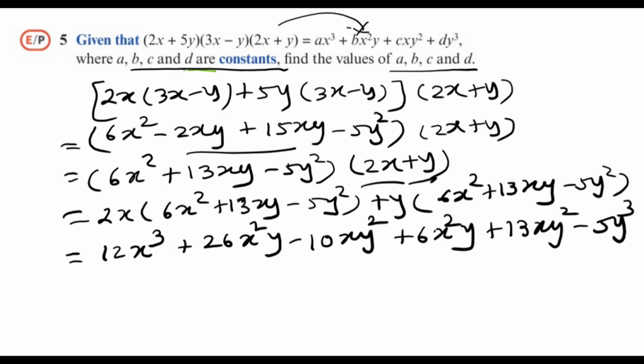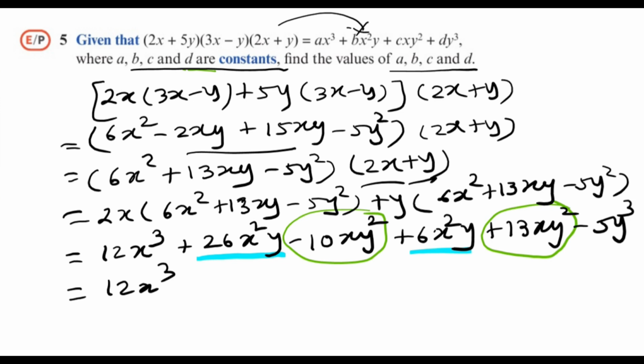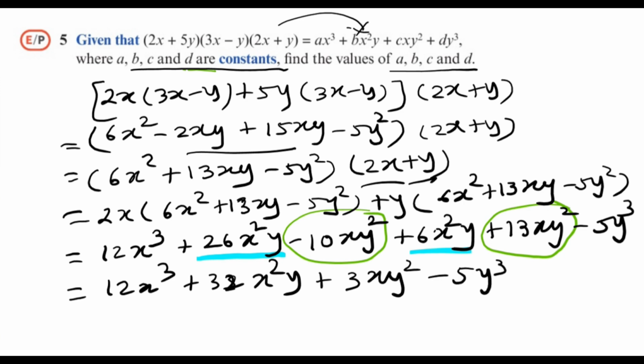Look for the like terms. So 26x squared y and 6x squared y are like terms, and minus 10x squared y and 13xy squared are like terms. Simplifying after 12x cubed, 26 plus 6 gives me 32x squared y, minus 10 plus 13 will give me plus 3xy squared, minus 5y cubed.